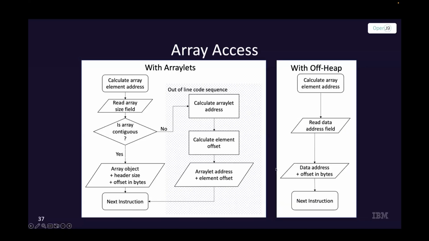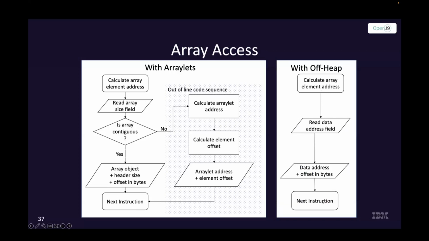In comparison, here is the control flow for doing array access with offheap. As you can see, it's very simple, no runtime checks needed. To calculate the address of the element, read the data address field from the array header, and add that to the offset for the element in bytes, and that's it.